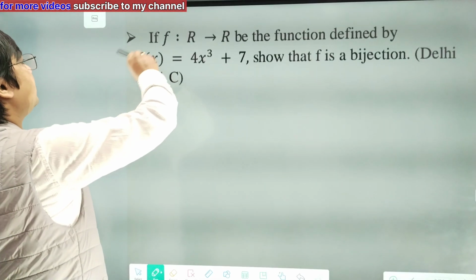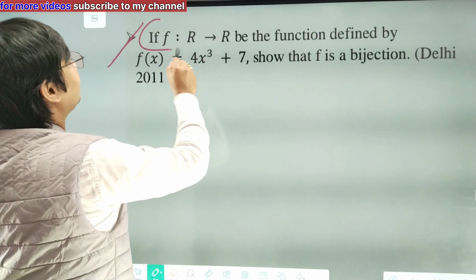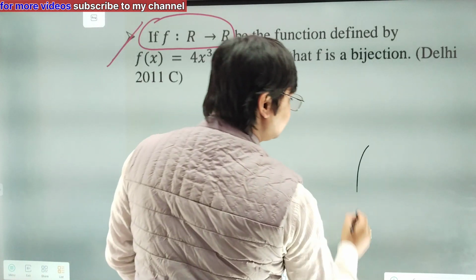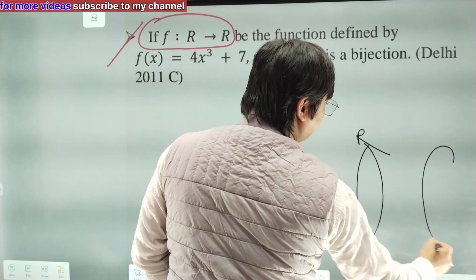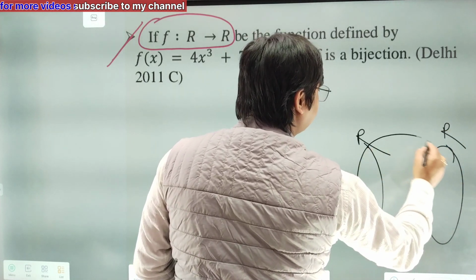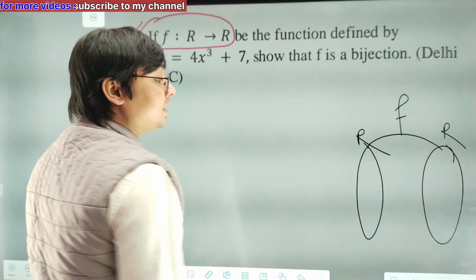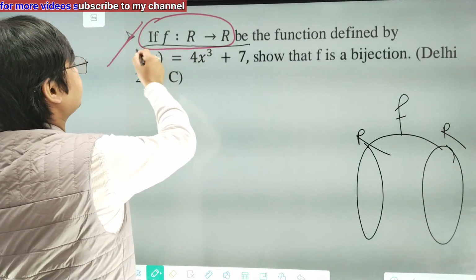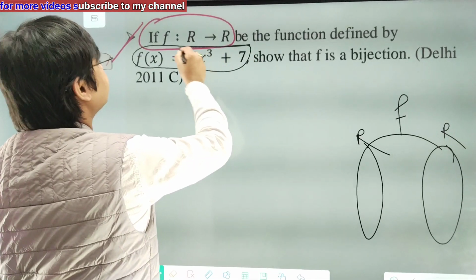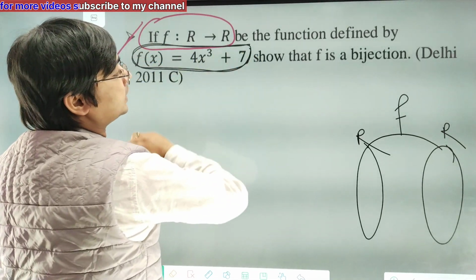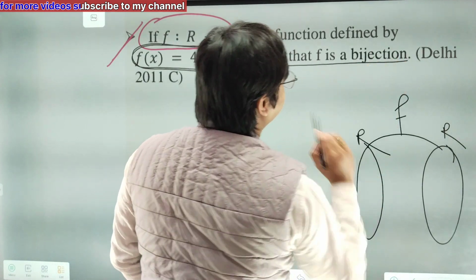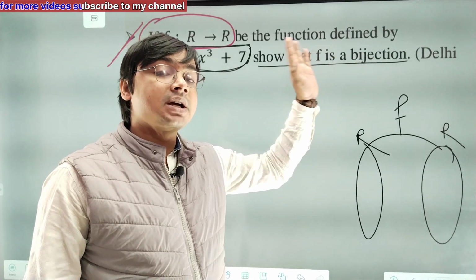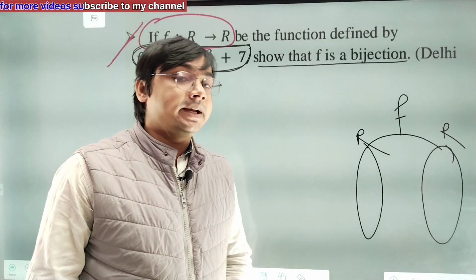Okay, important question here. f is a function from R to R, that means set of real numbers to real numbers here. Yes, they consider the set of real numbers here, and here also they consider real numbers, and f is a function from R to R, and they define it this way: f of x is equal to 4x cube plus 7. Show that f is bijective. That means we need to show this function is bijective, means this function is onto as well as one-one.